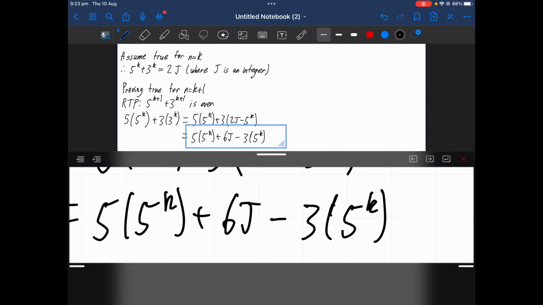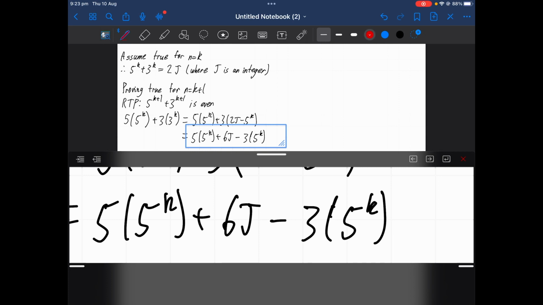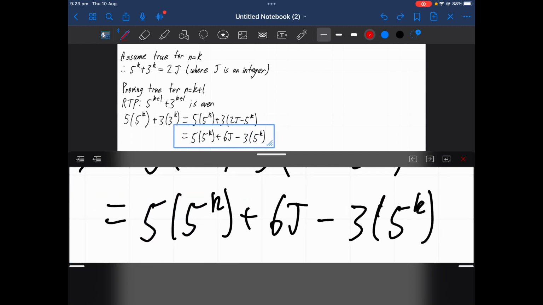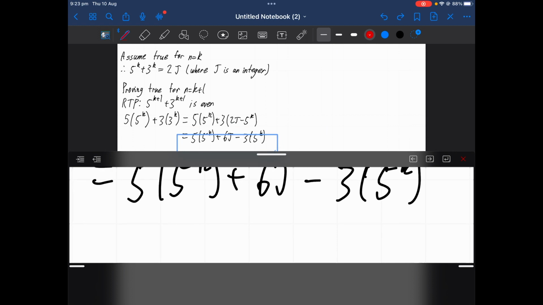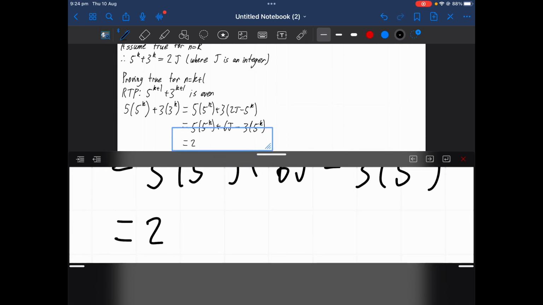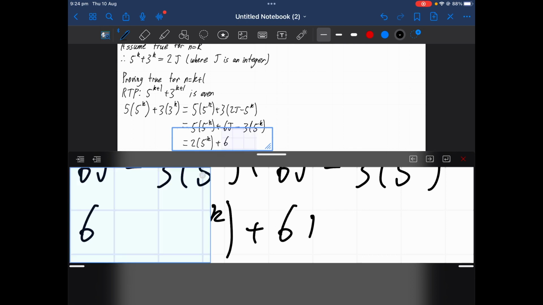But you can also see now, well, the 5^k and the 5 of the 5^k's and the 3 of the 5^k's, they're sort of like terms, right? So it's going to be 5 minus 3 to get 2 of the 5^k's. Well, I should say 5 to the power of k. That's what I mean by 5^k's. So now we're going to get 2 times 5 to the k here, and then we're still going to leave the 6j here.